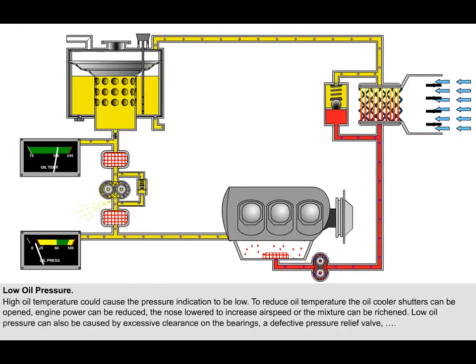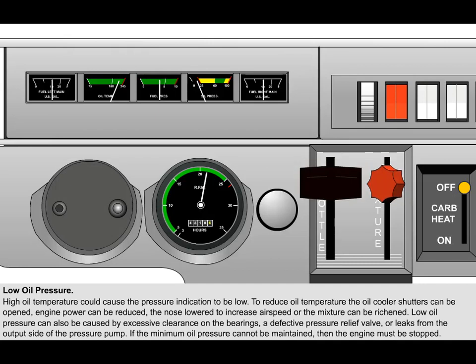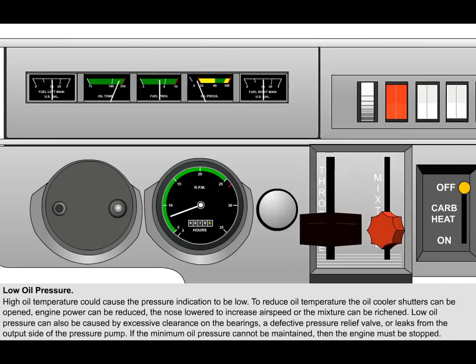If the oil temperature is within its correct operating range and the oil pressure is still indicating that it is too low, then it is likely that there is excessive clearance on the bearings due to wear, a defective pressure relief valve, or potentially, even worse, leaks from the output side of the pressure pump. If the minimum oil pressure cannot be maintained, then the engine must be stopped to prevent damage being caused to it through lack of lubrication.